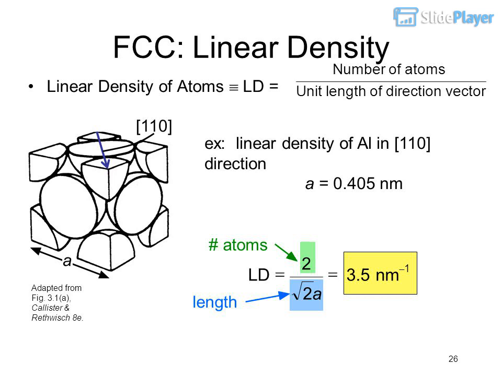FCC example: linear density of the [110] direction, where a equals 0.405 nanometers. Number of atoms, length. Adapted from Figure 3.1a, Callister & Rethwisch 8e.